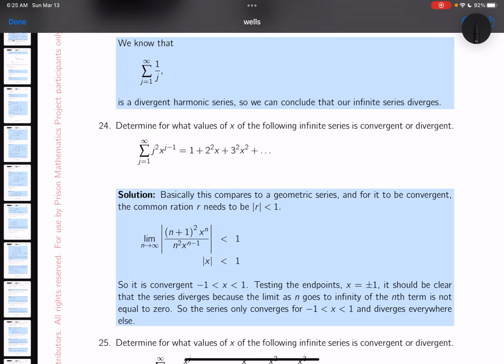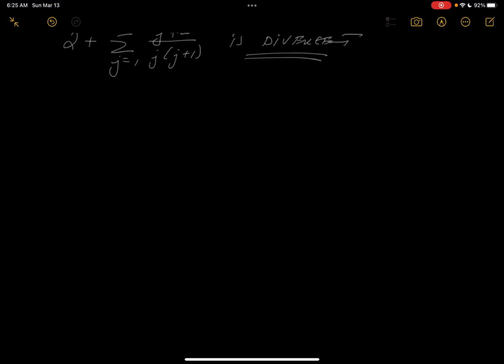Okay, for number 24, we're going to go to the whiteboard to do it. They want to know what values of x would the following infinite series be convergent or divergent. So we'll basically find an interval of convergence, and let's go to the whiteboard and do that. We're going to use the ratio test to do that.